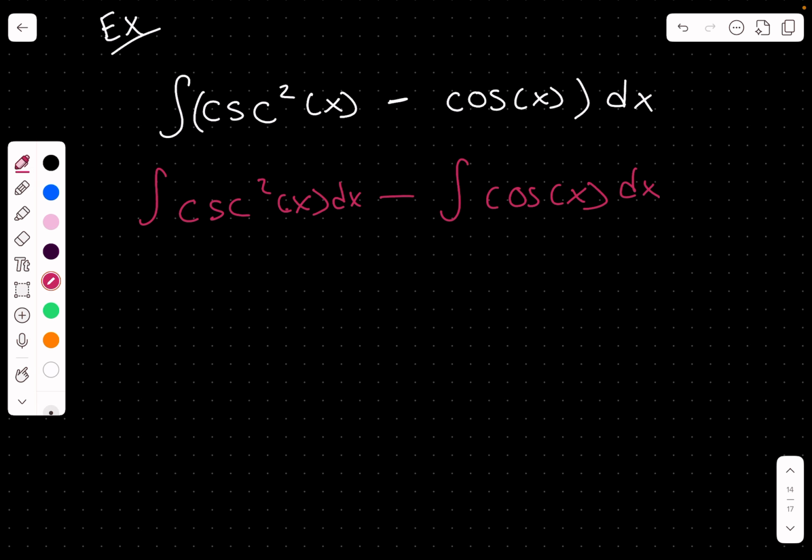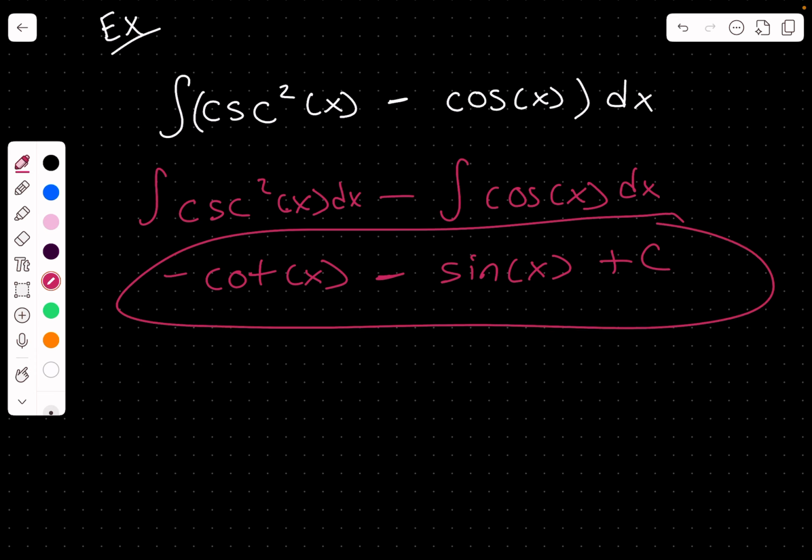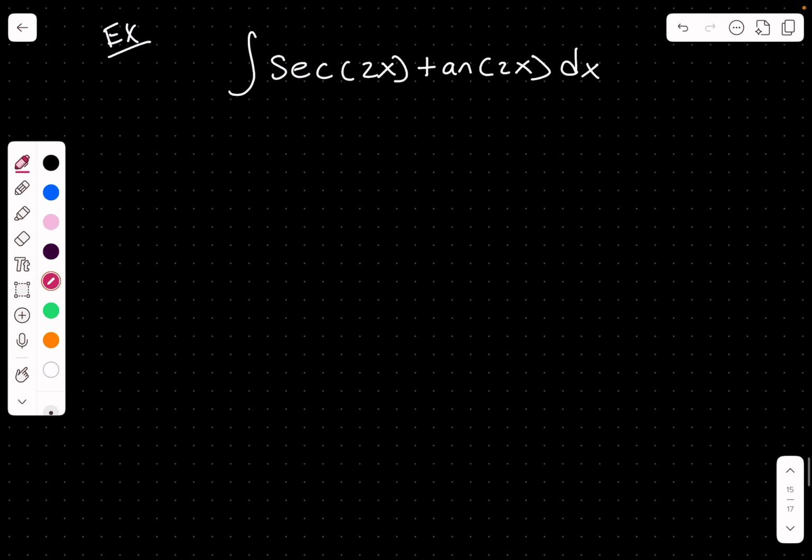So the antiderivative of cosecant squared of x is negative cotangent of x. And then the antiderivative of cosine of x is sine of x. But again, we have this negative sign here, right? So technically it's going to be negative sine of x in this case, all plus c. This is our answer for this one. Nice and simple.